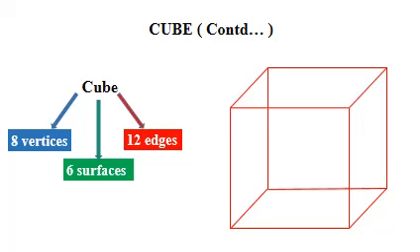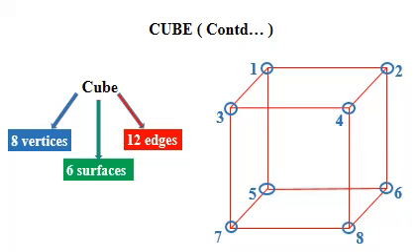Please look at the figure. So this is the first vertex. 2, 3, 4, 5, 6, 7, and 8. So we have 8 vertices in a cube.